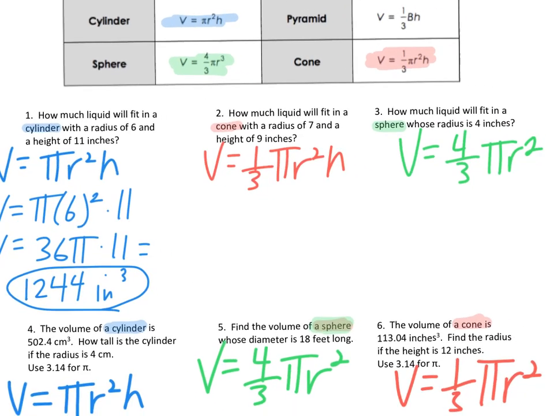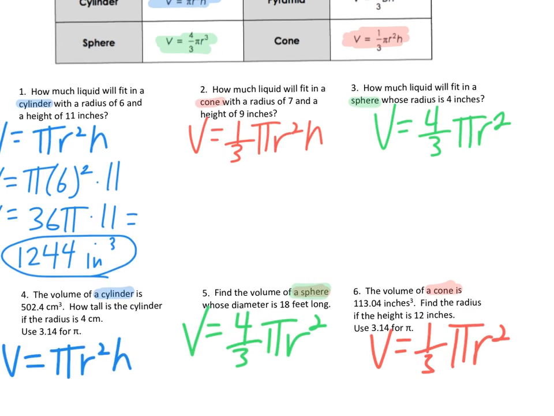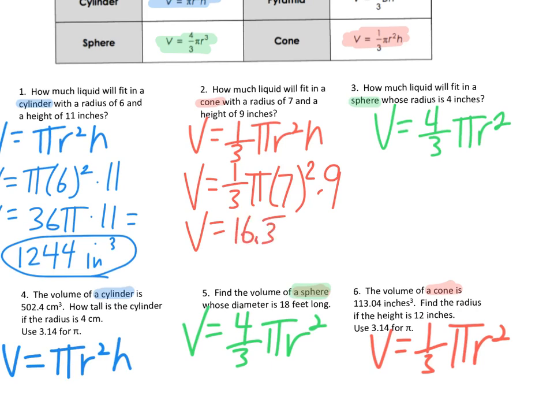All right, for the next one, it's a cone. It says how much liquid will fit in a cone with a radius of 7 and a height of 9. And so volume is 1/3 pi r squared h. The radius is 7, so I'm going to plug that in for r, and the height is 9. Now let's simplify. 7 squared is 49, and a third of 49 is 16.3 repeating. So I'm going to say 16.3 repeating times pi times 9.